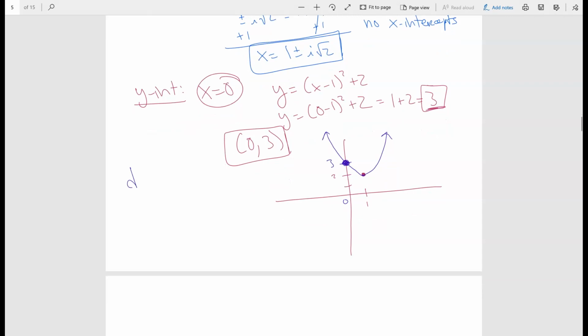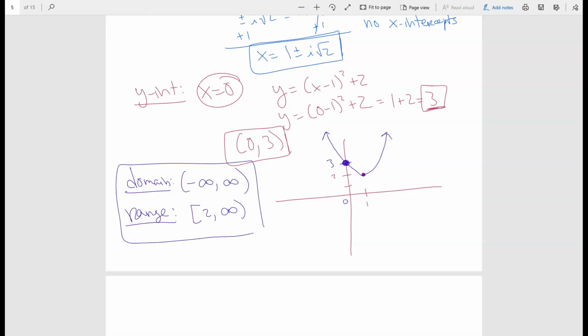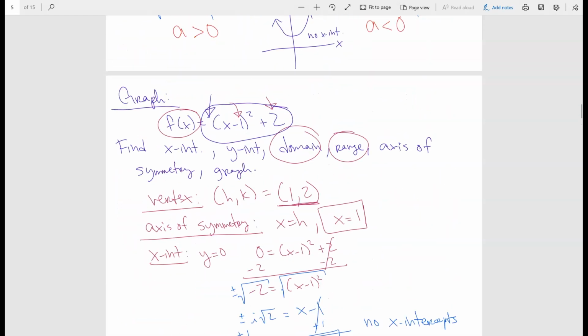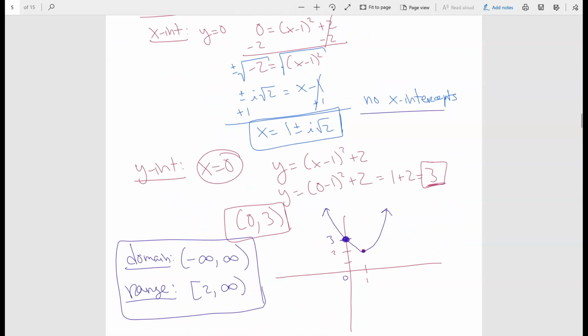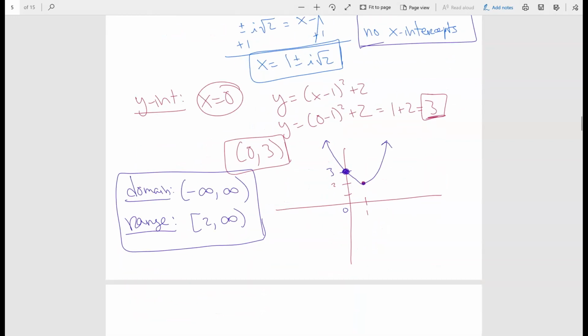Now here you can see that the domain is going to be from negative infinity to positive infinity. And then the range is basically where the vertex is. So the vertex is at 2, included, all the way to infinity. Okay, so that's going to be the domain and the range. That basically is all of it. Notice that there's no x-intercepts. You can clearly see it here. It doesn't go through the x-axis at all. So this is a parabola in the sky.